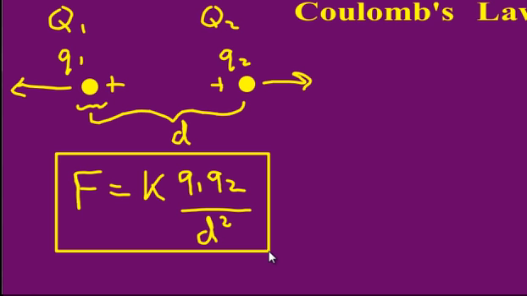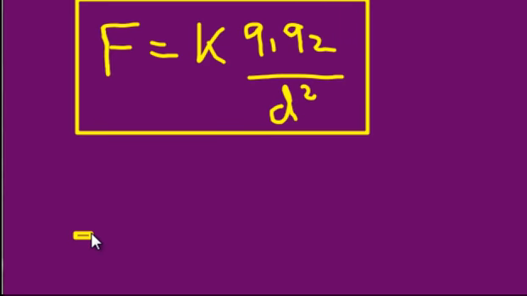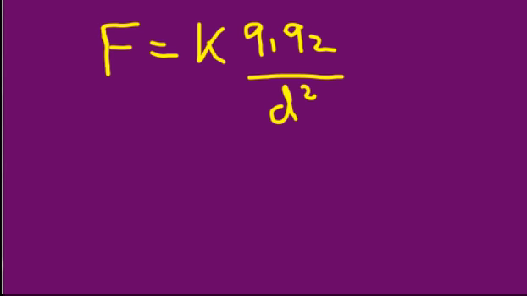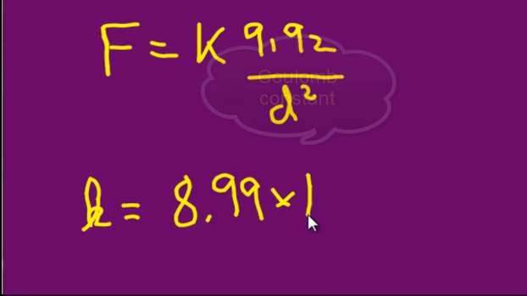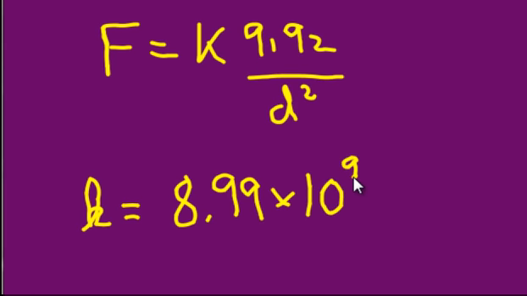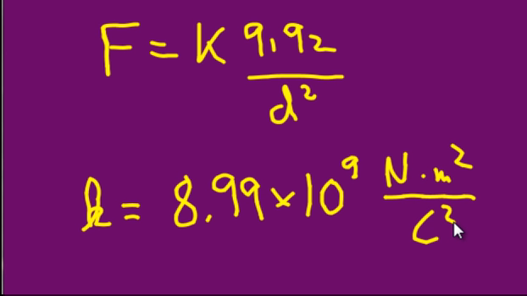Now you see this other letter here, K. It's called the Coulomb constant, and it's equal to this number here. It's not a number you have to memorize, but it's a number that will be given to you. The constant's just there so that when you multiply everything together, your answer in force, F, which we know is in newtons, is going to come out to newtons.